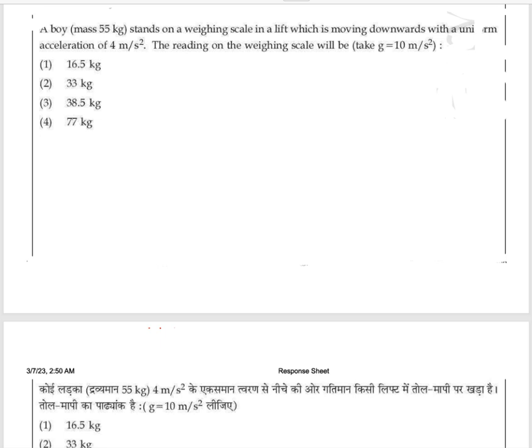Okay, this one is our question. Question number 10. The question is asking: a boy of mass 55 kg stands on a weighing scale in a lift which is moving downward with a uniform acceleration of 4 meter per second square. It was mistakenly written as uniform. The reading on the weighing scale will be.